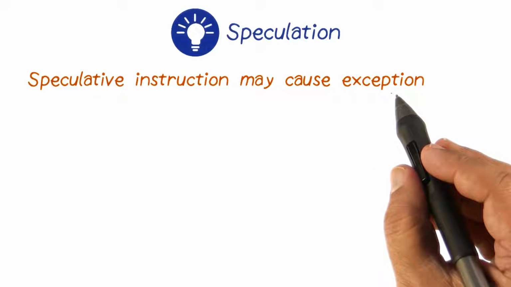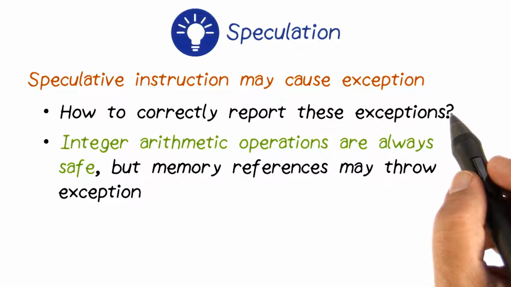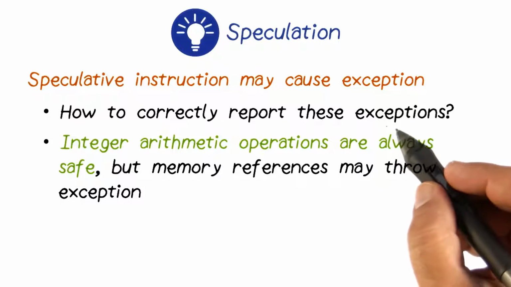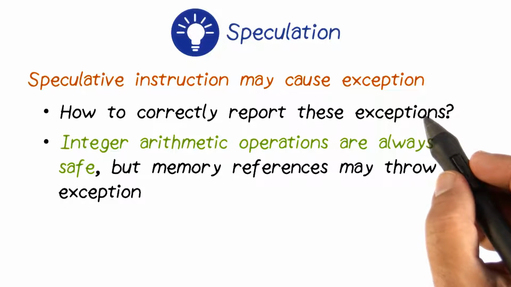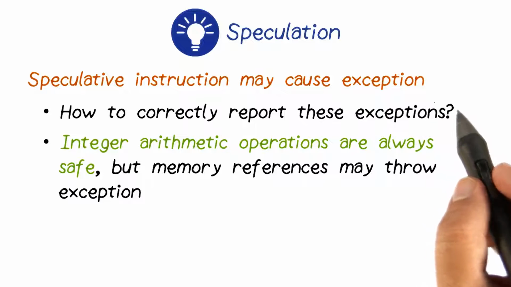Having seen the benefit of speculation, now let's look at an important part: how to deal with exceptions. The real question is how to correctly report and deal with these exception conditions. Now let us classify the effect of these exceptions on two different types of instructions.